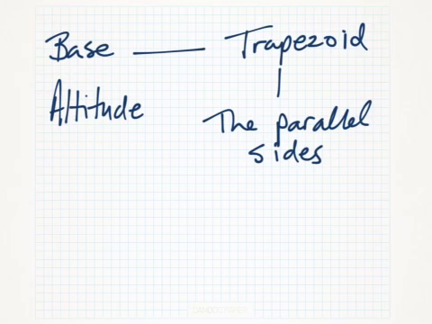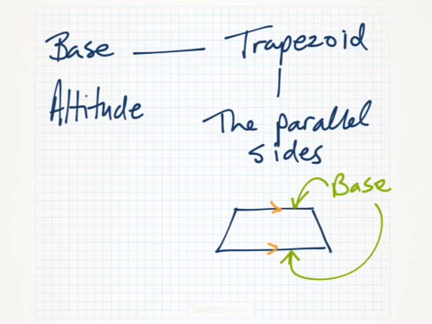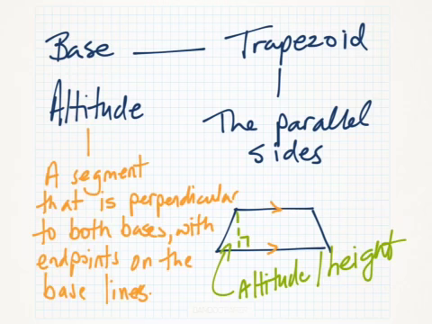The bases for a trapezoid are the parallel sides. So when we refer to the base for a trapezoid, we're actually talking about two sides. The altitude, sometimes known as the height, or actually the height is the distance of the altitude. That's a segment that's perpendicular to the base. We have two bases here, so it's perpendicular to both bases, with endpoints on the baseline. So that is the height, but also referred to as the altitude.